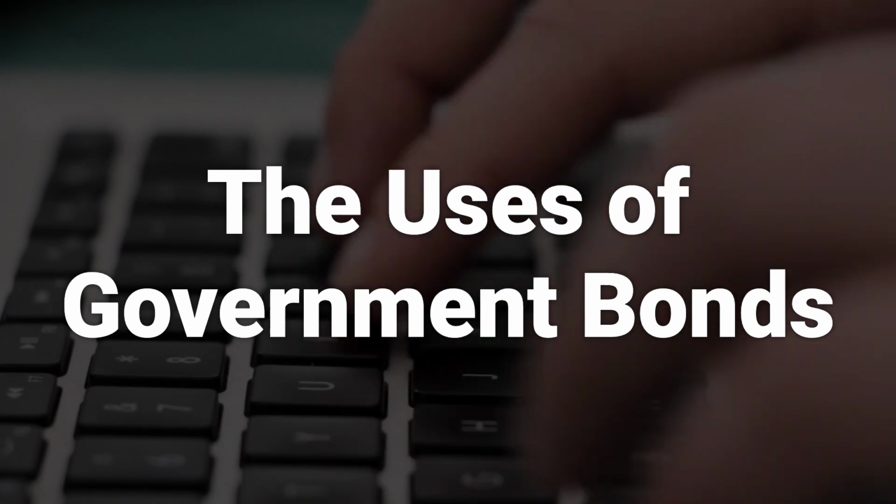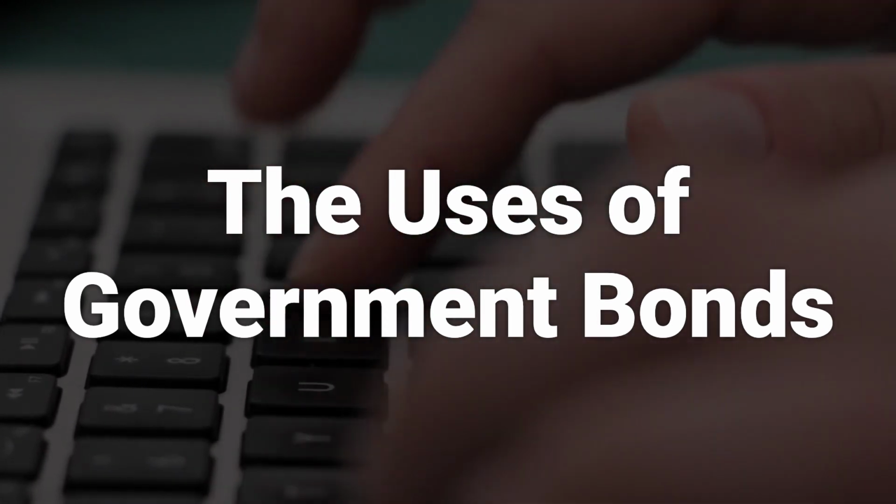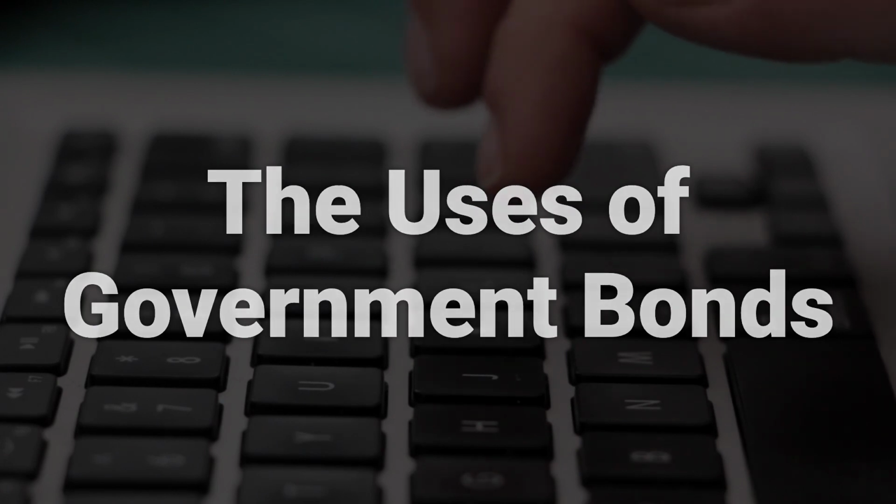Government bonds assist in funding deficits in the federal budget and are used to raise capital for various projects such as infrastructure spending. Government bonds are also used by the Federal Reserve Bank to control the nation's money supply.